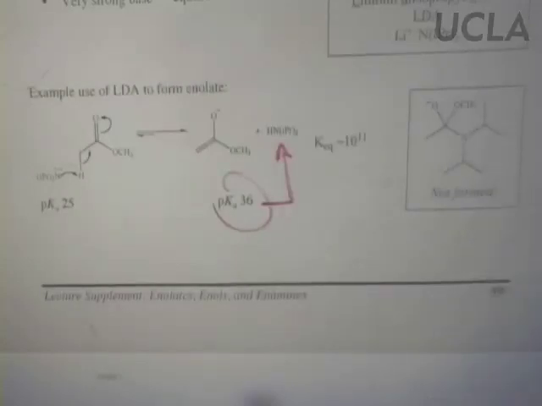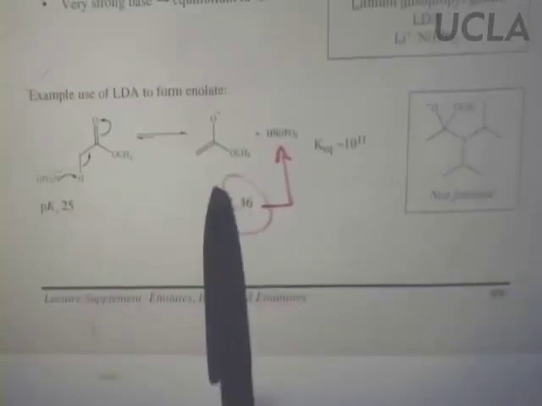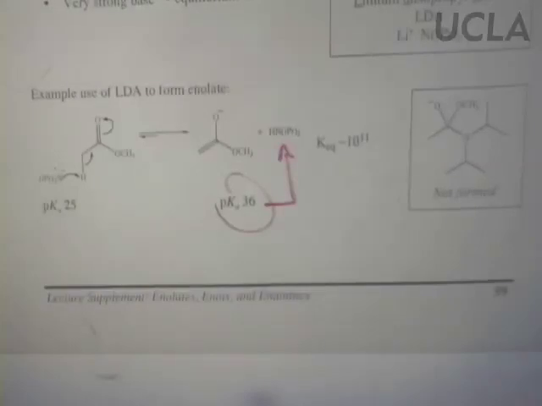An additional advantage is that LDA is a very strong base. Its conjugate acid, diisopropylamine, has a pKa of 36. So the equilibrium, as it's written, has an equilibrium constant of 10 to the 11th. What that means is basically, if you'll pardon the pun, if I take 10 to the 11th, 100 billion esters, and put in LDA, for all intents and purposes they're all completely converted to the enolate. So you don't have to worry about any other issues. That high equilibrium constant is useful as well.